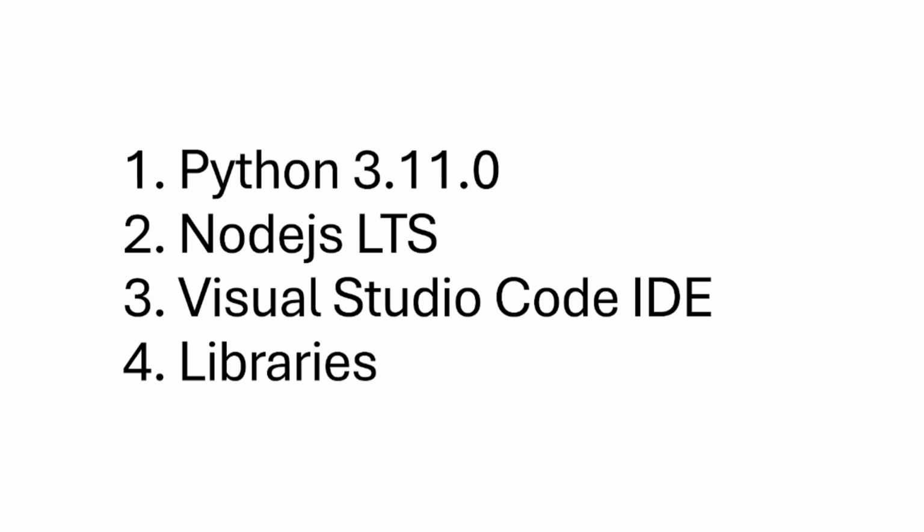Next one, Node.js is very important. Node.js LTS is a stable version, so Node.js LTS we are installing. Next one is IDE, so here we are using Visual Studio Code, so here I'm installing Visual Studio Code. After installing these three things, libraries are very important. So what different libraries we are using for automation testing, those all libraries we are going to install. Let's begin the installation with the Python.